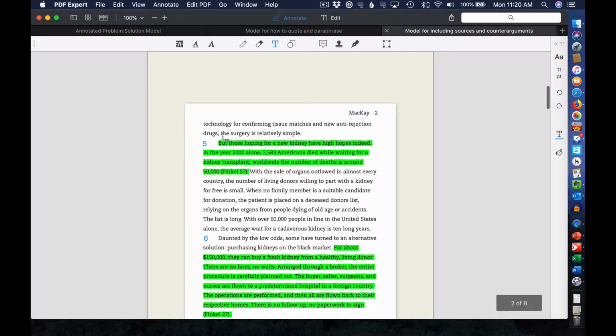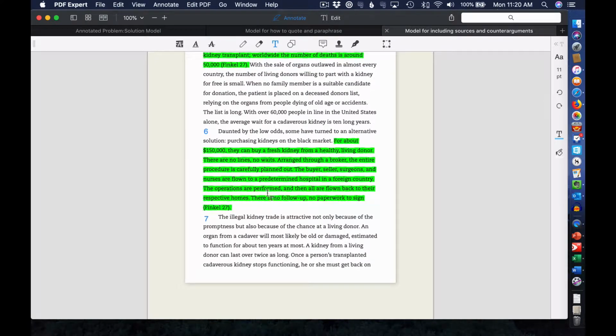Again, here's another example of something that she paraphrased with the author's name and the page number at the end. Again, lots of paraphrasing, author, page number at the end.